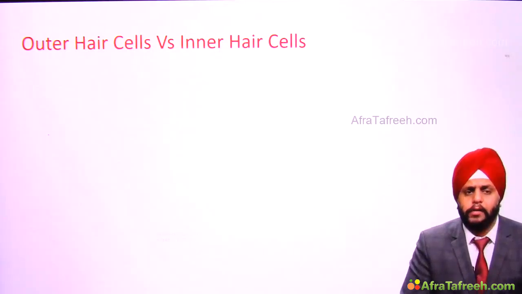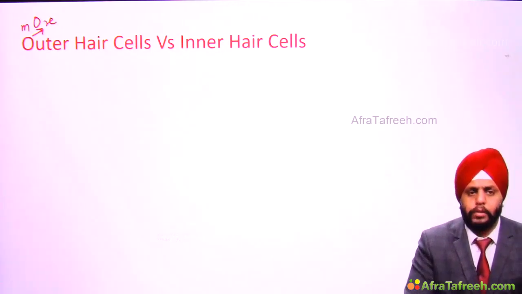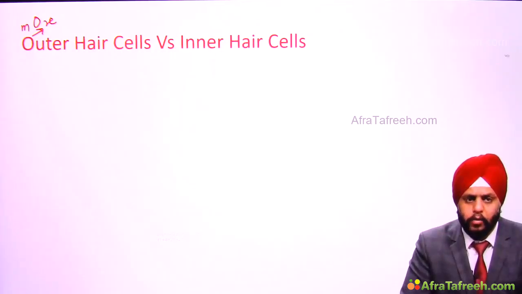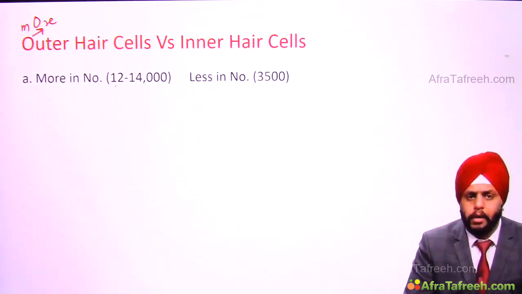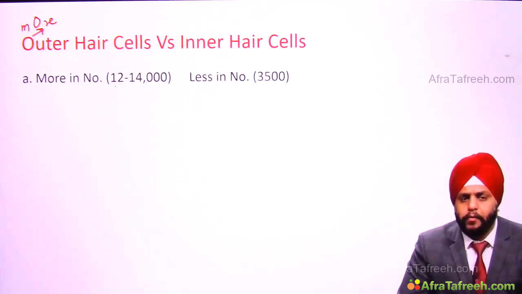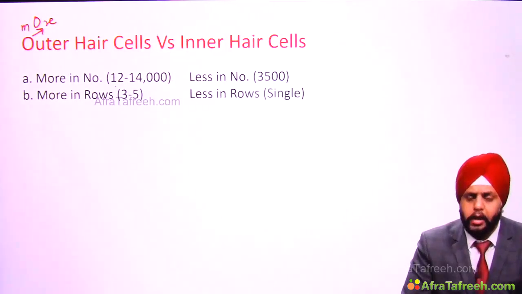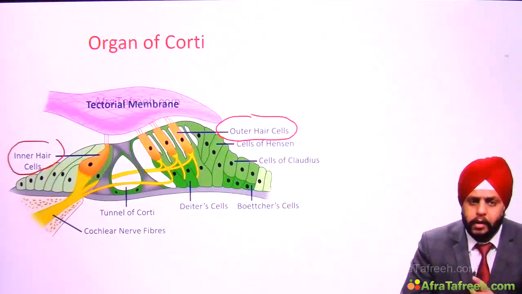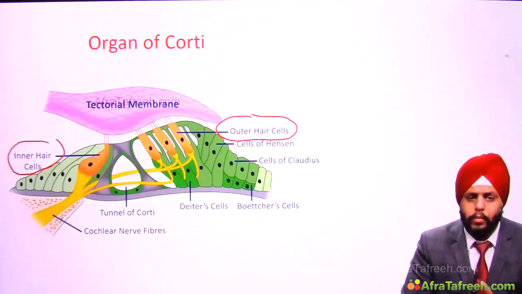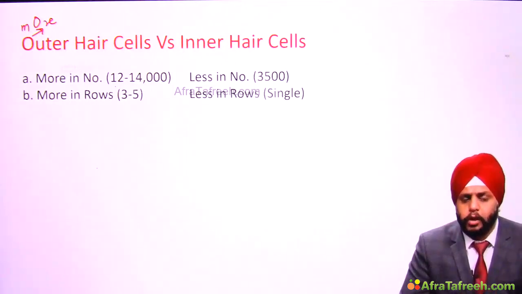It's very easy to remember the difference. How can we remember it? Outer starts with O, and we can say more. Outer, more. The mnemonic is more. Everything is more in outer hair cells. How? Outer hair cells are more in number. They are 12 to 14,000 in number, whereas inner hair cells are only 3,500. Then outer hair cells are more in rows, 3 to 5 rows. Inner hair cells are arranged in a single row. Look at this diagram: you can see 3 rows of outer hair cells, and only one single row of inner hair cells. So inner hair cells, single row; outer hair cells, more rows, 3 to 5.